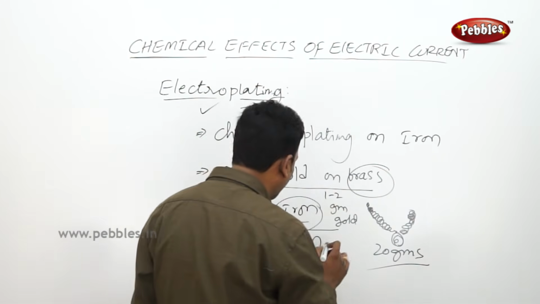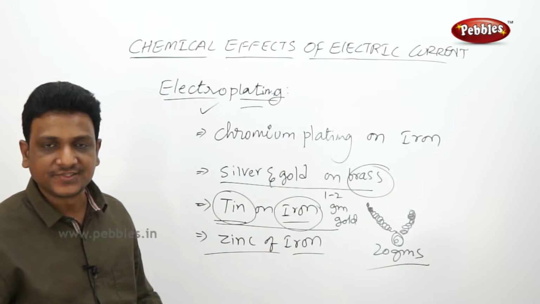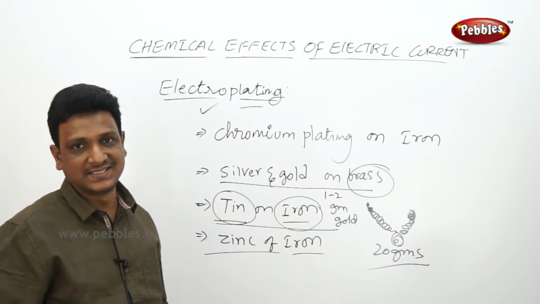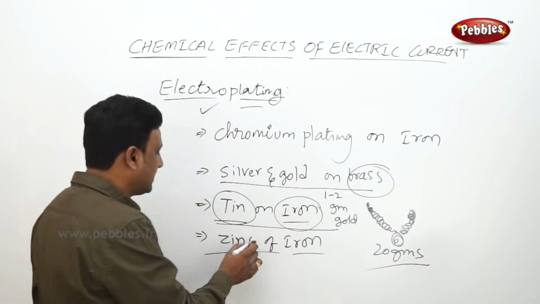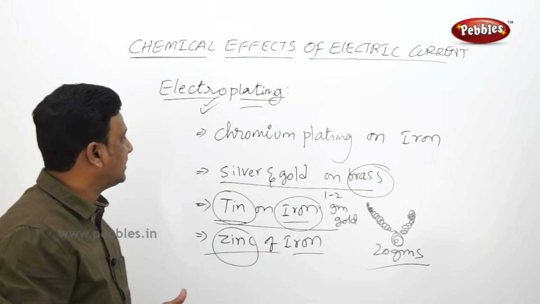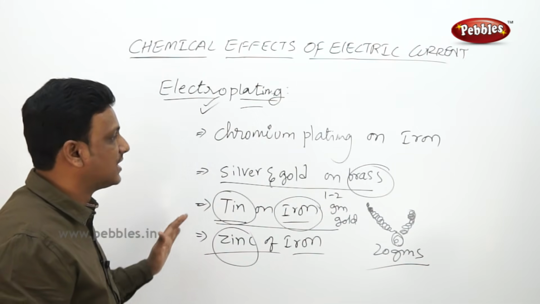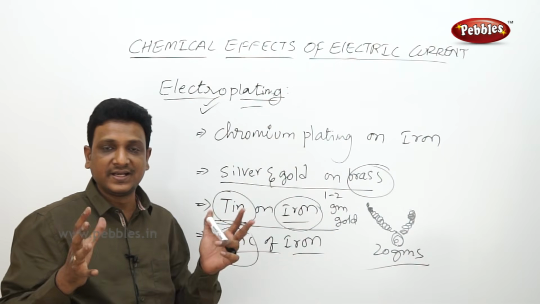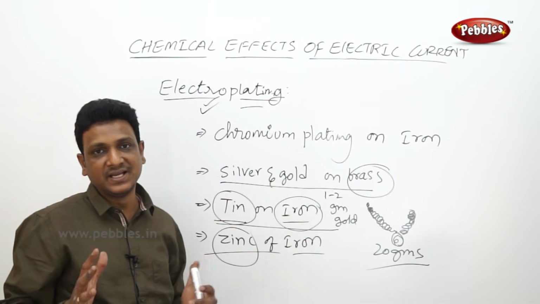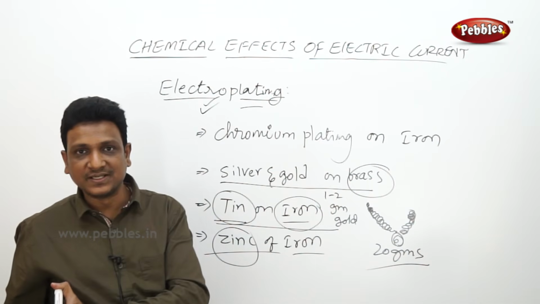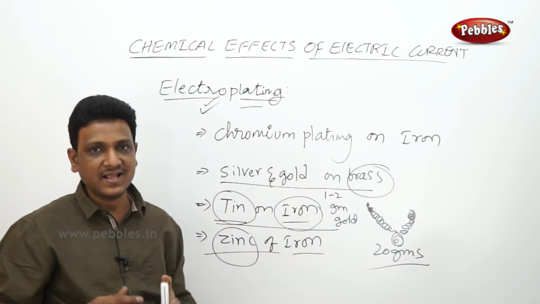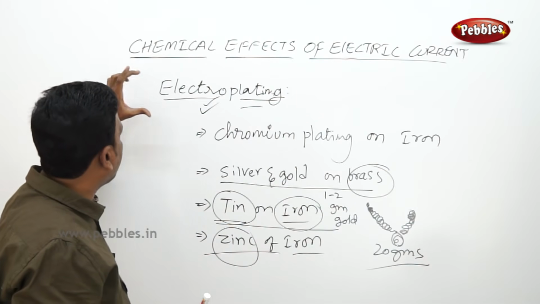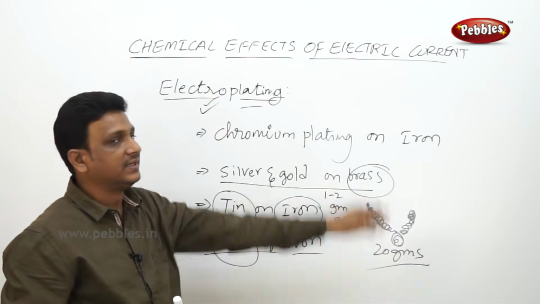The next one, zinc on iron. Iron is used in the construction of bridges and heavy constructions, but iron has the property of getting rusted. So to avoid that, the iron is coated with zinc by electroplating. So electroplating helps us in many ways. By that we can get the desired look of a metal with its basic features. We can get a desired good appearance. We can deposit a costly metal on some other metal as a single thin layer with the help of a technique called electroplating. So electroplating is one of the applications of the chemical effects of electric current.